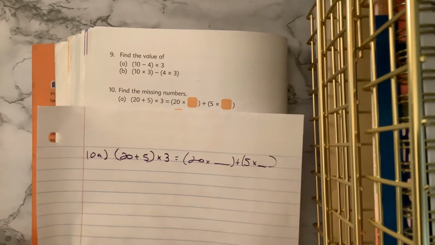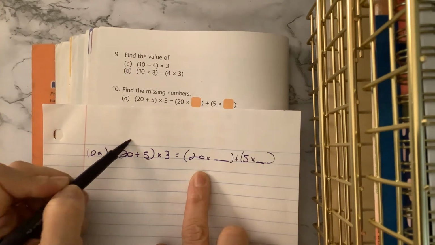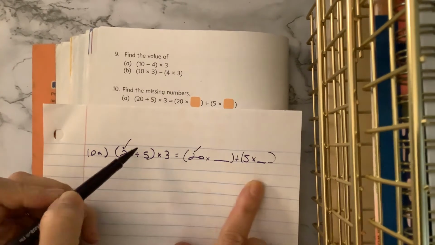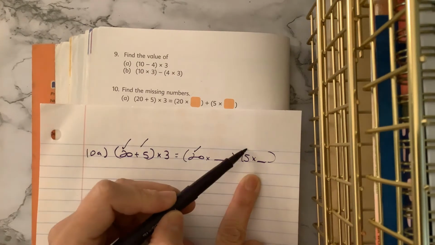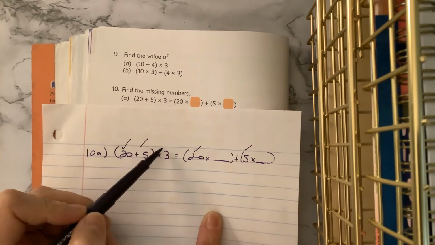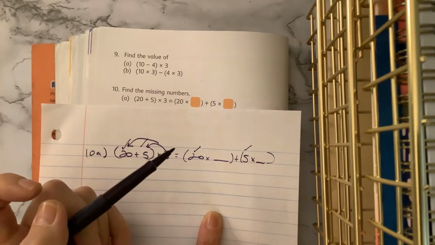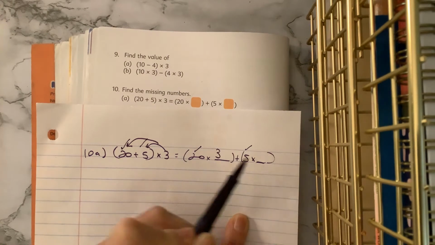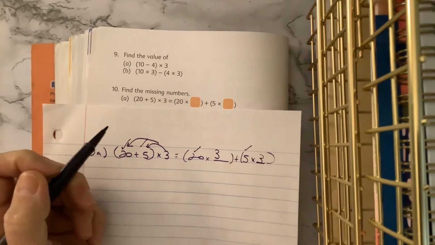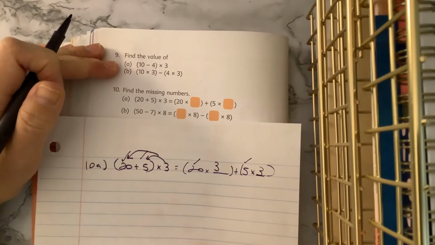All right, so we see our 20 has been used here. Our 5 has been used here. So what do we need to fill in if we're trying to use the distributive property? That means we should be filling in a 3 and a 3 here. Let's try another one.